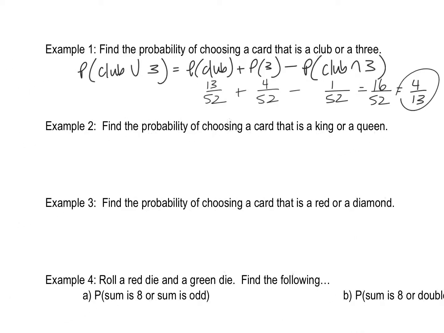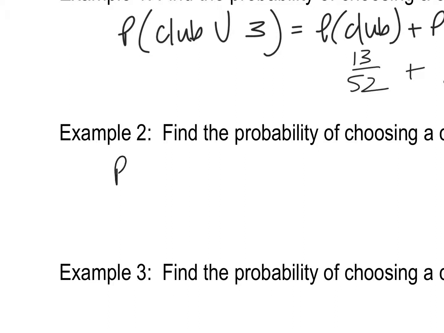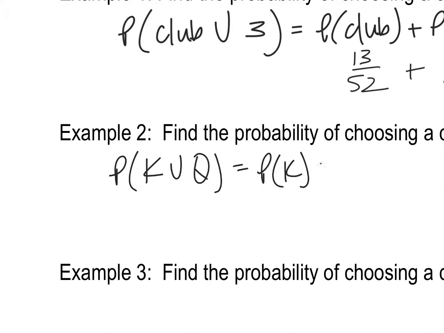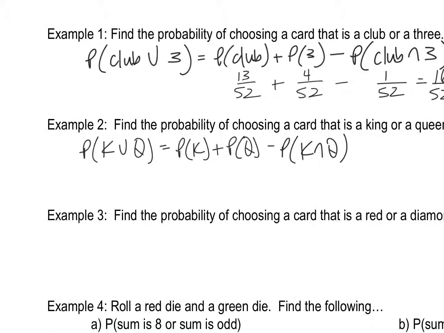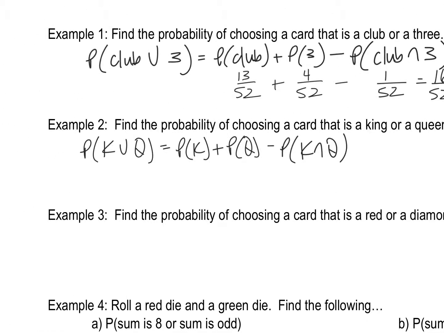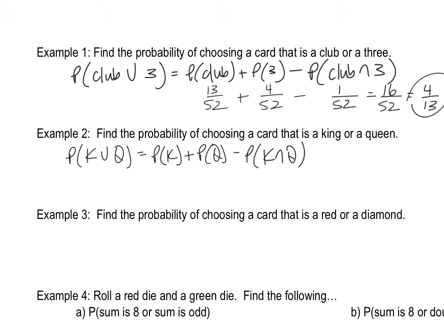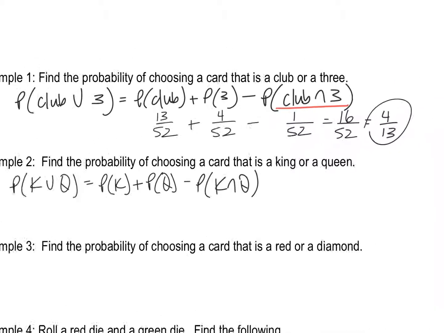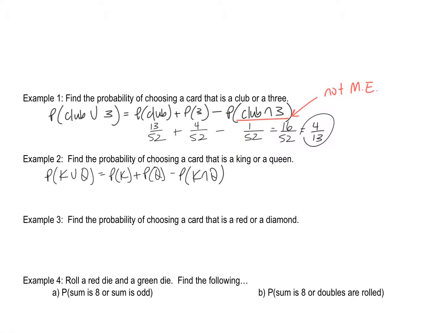Okay, let's try the next one. Find the probability of choosing a card that is a king or a queen. So probability of king or queen equals probability of king plus probability of queen minus probability king and queen. Okay, so this is just the straight up formula, not thinking at all about whether it's mutually exclusive or not. In the last case, there happened to be something in the overlap. So these were not mutually exclusive because that answer wasn't 0. Just this part right here wasn't 0.